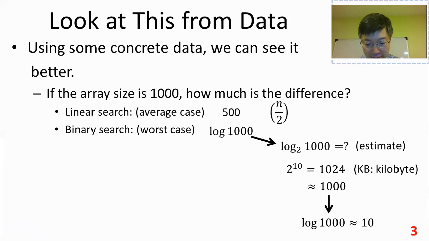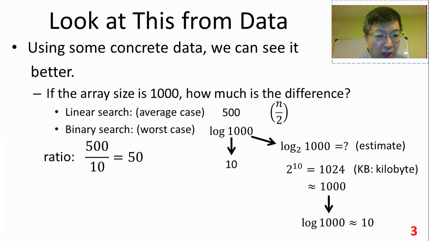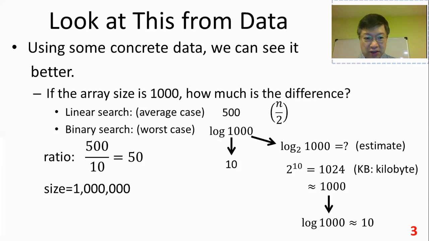So let's use it for comparison. Now we compare these two numbers, 500 and 10. So the ratio, 500 over 10, is 50. Is that big? That's pretty big. But next, we want to see more evidence, stronger evidence.